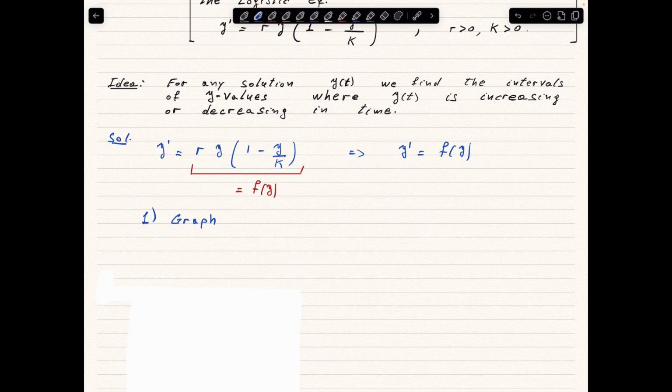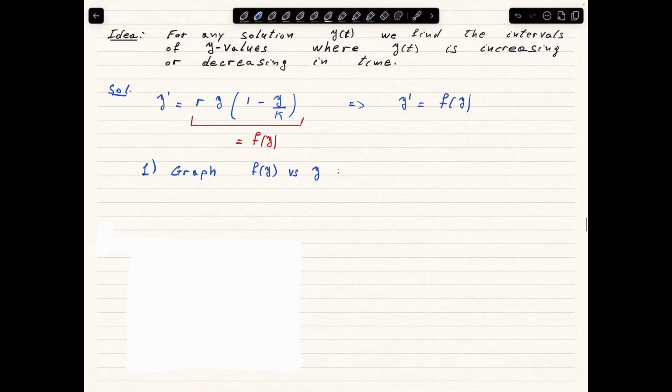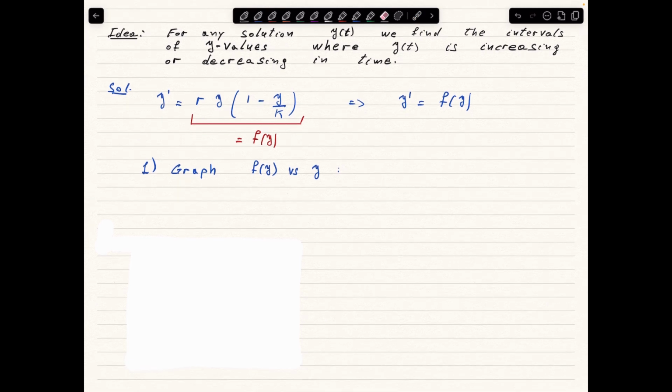We don't know what the solutions are, so we cannot graph y of t, but we can graph f of y versus y. That we can, because f of y is just a polynomial in y. So that is perfectly fine. We can graph it. And the first thing we are going to do, 1a, is to find the roots or the zeros of f. So find the roots of the polynomial f of y.